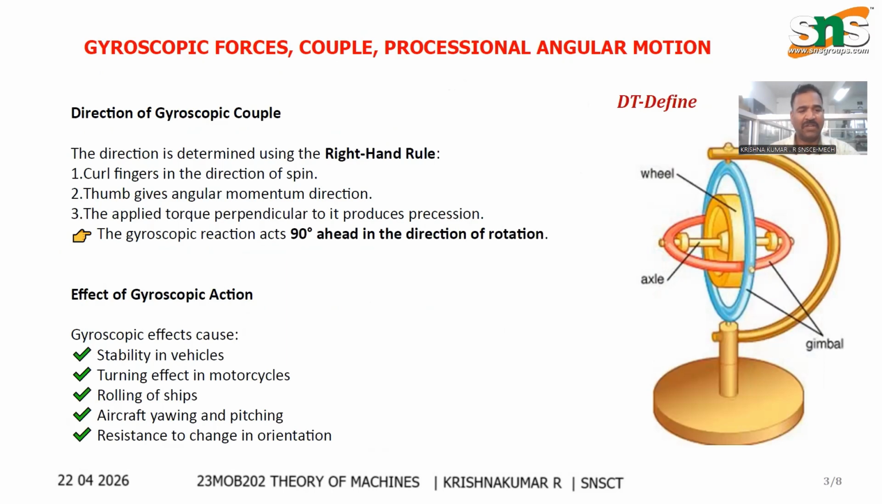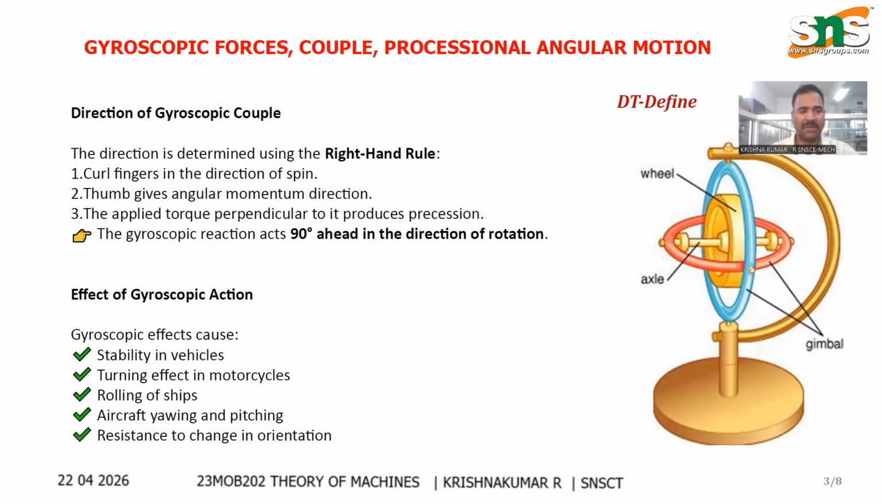Then we will see, when the axis of rotation changes direction, the rate of change of angular momentum produces a force. This force is perpendicular to both the axis of spin and the axis about which the body is precessing. Practical example: consider a spinning bicycle wheel. When the rider turns the handle, the axis of the front wheel changes direction. Due to gyroscopic force, the wheel resists the change, maintaining the stability of the bicycle.